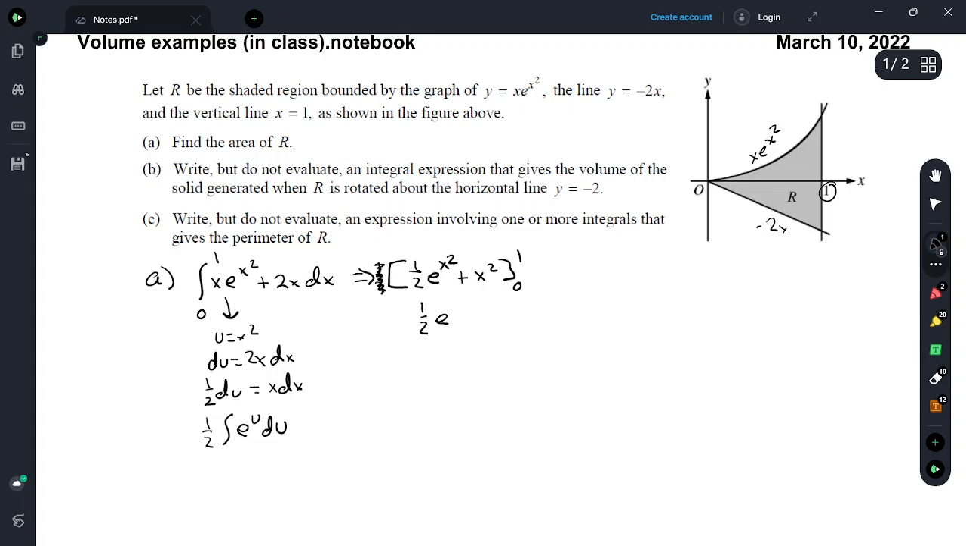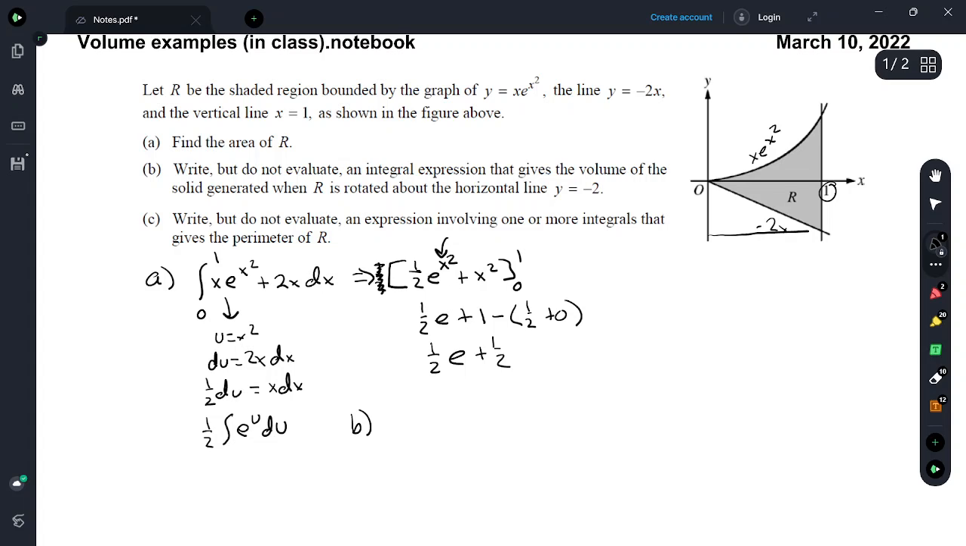So 1/2 e plus 1, and then we'll minus. When we plug 0 in there, we're just going to get 1/2, and then plus 0. So 1/2 e plus 1/2 is the answer to that one. Letter B, write but do not evaluate an integral expression that gives the volume of the solid generated when R is rotated about the horizontal line y equals negative 2.